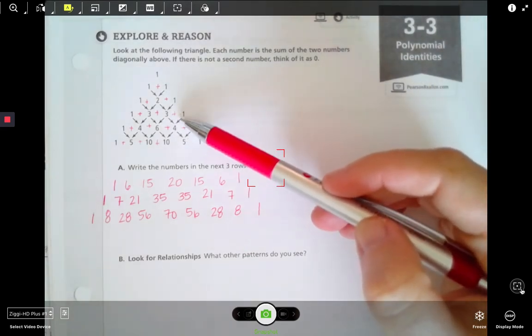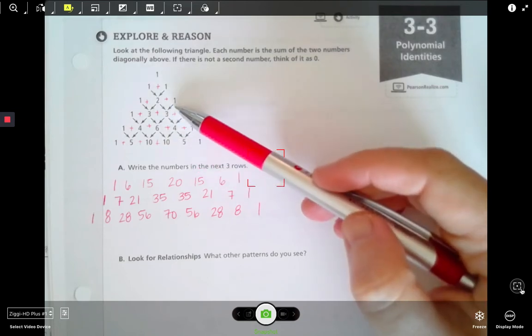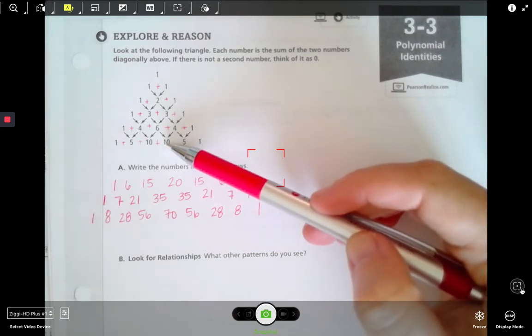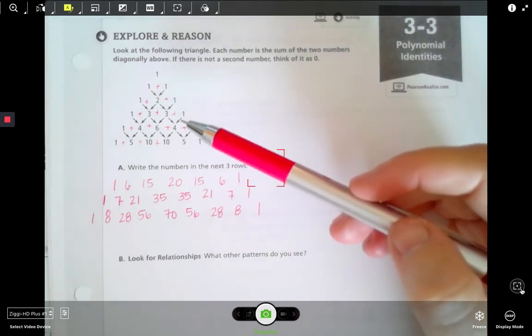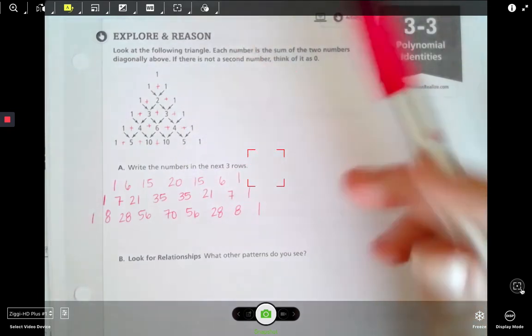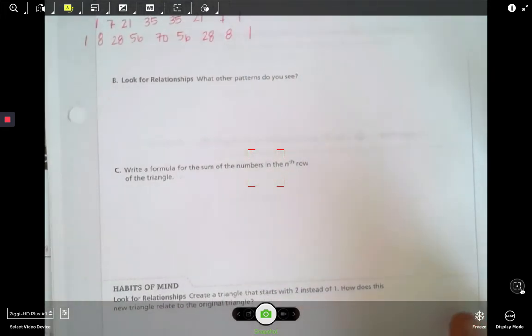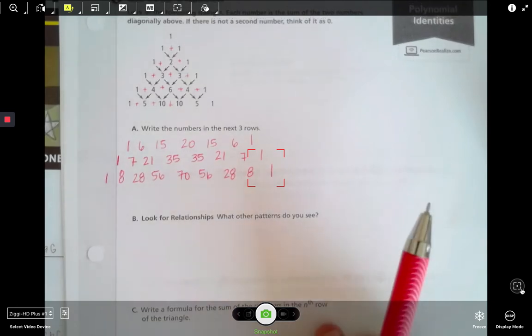This one would be 3 to 6. Oh, wait, I skipped a row. No, I didn't. 3 to 6 to, what was that, 10? I don't guess there's really a pattern right there. So we just kind of discussed those patterns. We're not going to write any that we actually see. Then it says create a formula for the sum of numbers in the nth row of the triangle.